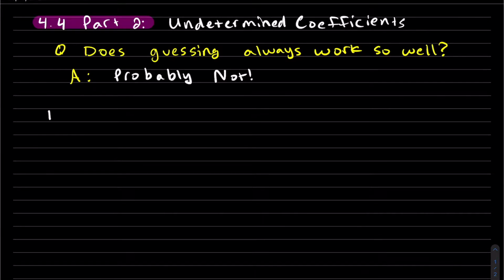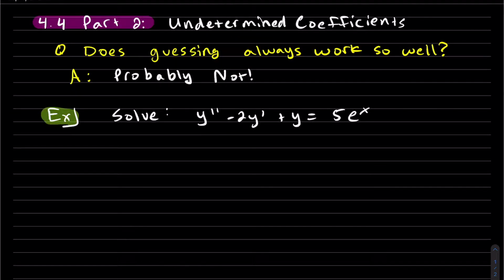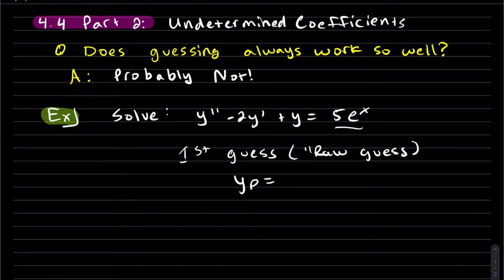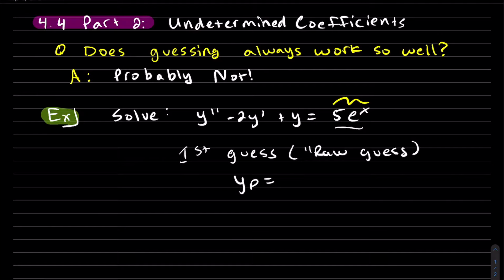So here's an example. Here's a non-homogeneous, and this is our g of x. I just want to look at our first guess. I call it our first guess because it's kind of like your raw guess for a YP. We look at g of x, and we guess something similar. So I'm going to guess a e to the x.